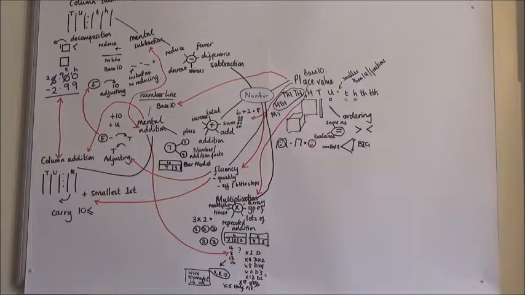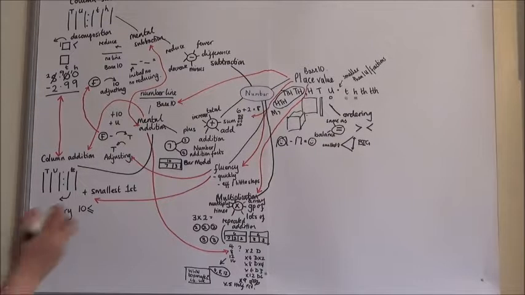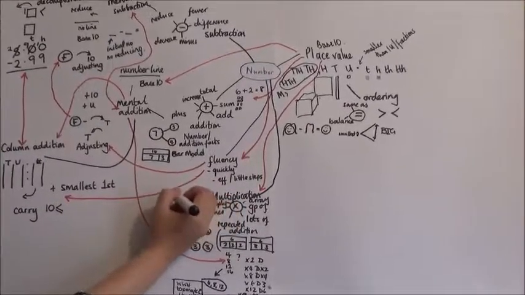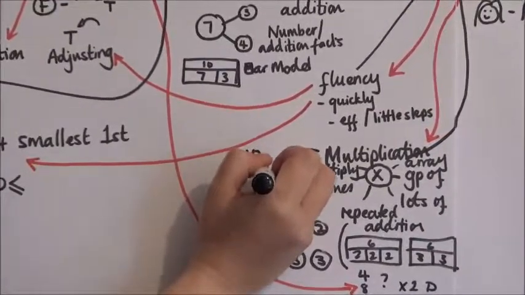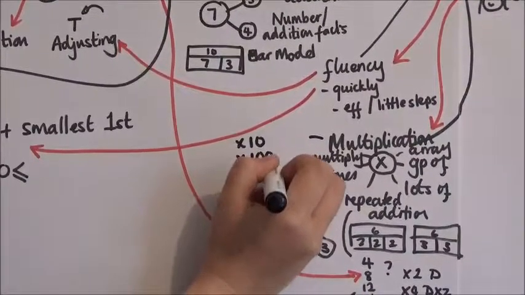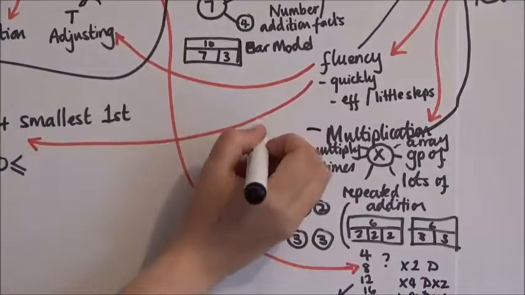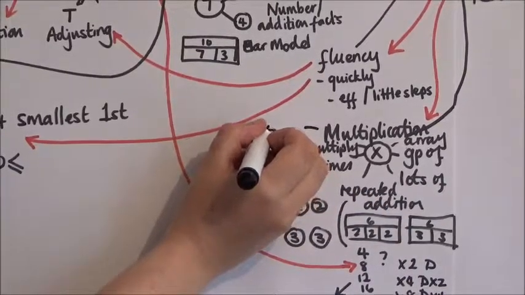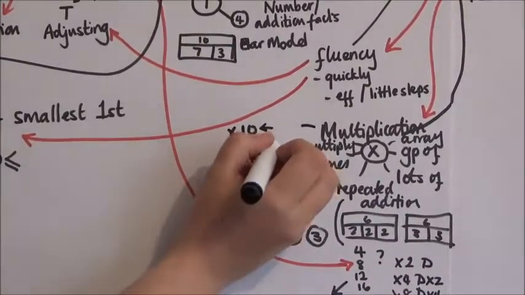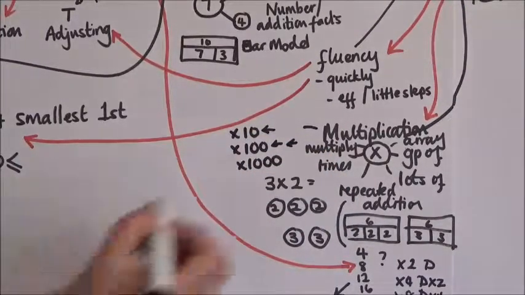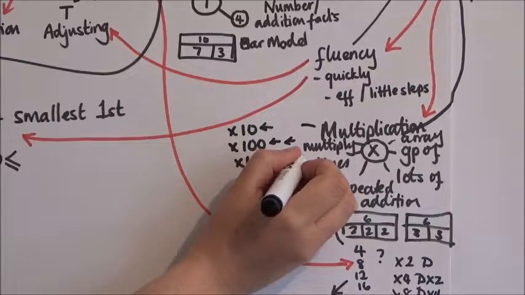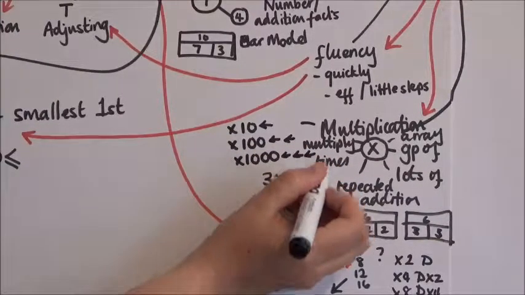Okay, so timesing by 10, 100 and 1000. We're going to put it here with multiplication. And here we were going to just move it up the place value position once. Timesing by 100, we're moving it up twice. Timesing by 1000, we're moving it up 3 times.